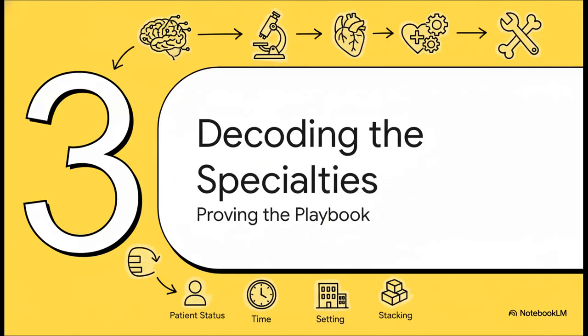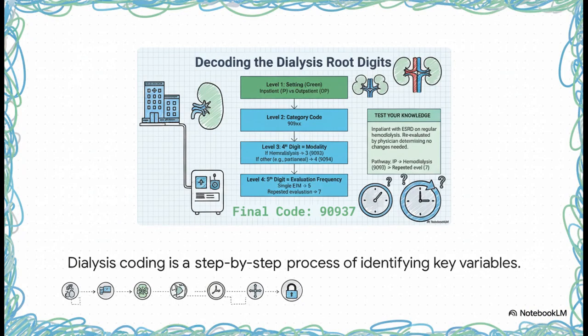Now you might be thinking, sure, that works for immunizations, but what about the really complex stuff? Well, that logic wasn't a one-off. The exact same principles apply across totally different medical fields. So let's see how our 4 keys, patient status, time, setting, and stacking, can unlock some of these bigger, more complex specialties.